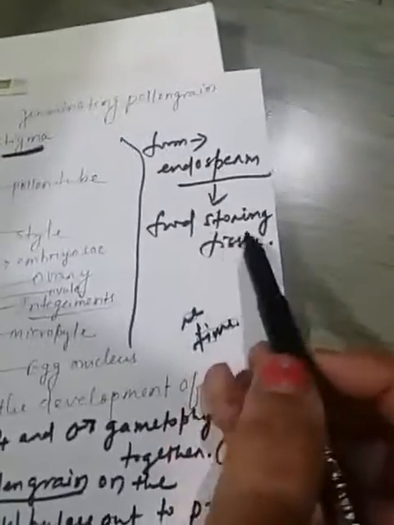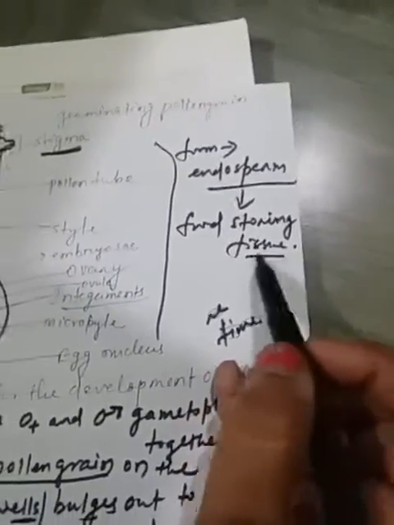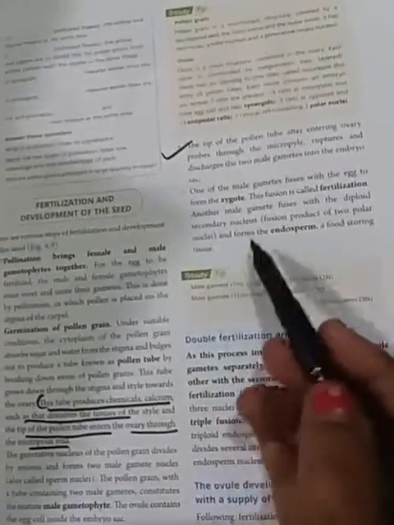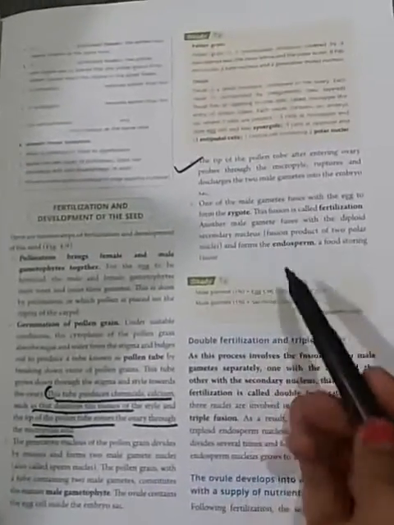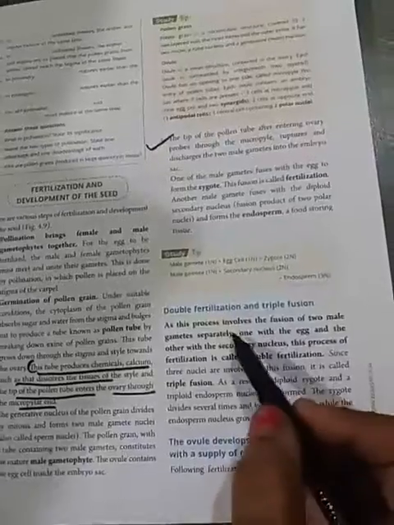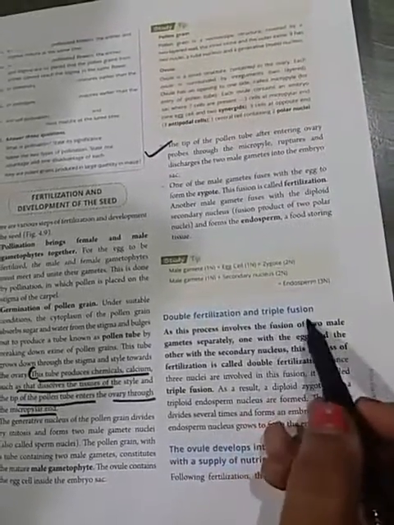The endosperm is the food storing tissue in the seed. In your book, page number 51, all the details about fertilization are given. This fusion is called fertilization, and this fertilization is called double fertilization and triple fusion.